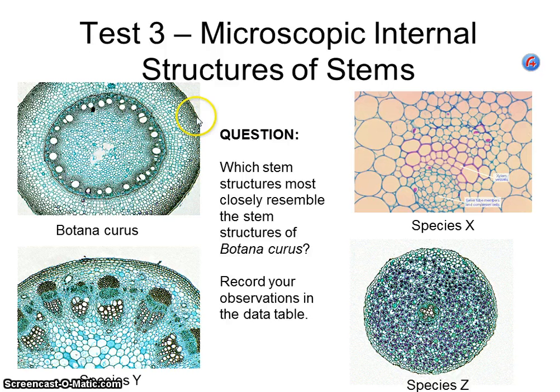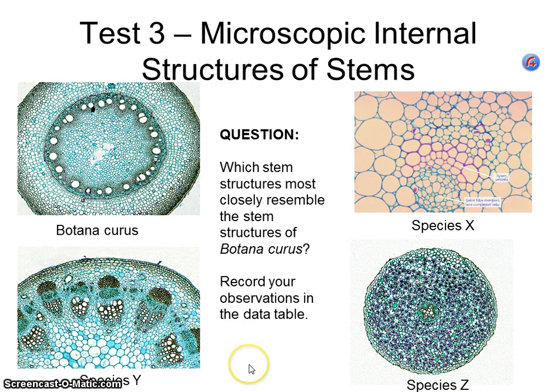Okay, test 3. You're going to be provided with 4 different pictures. We're not actually going to make the slides because that would take too long. So you're going to be provided with 4 different pictures of Botanicurus, which is the known species, and then species X, Y, and Z.